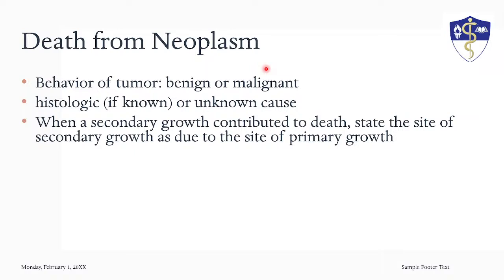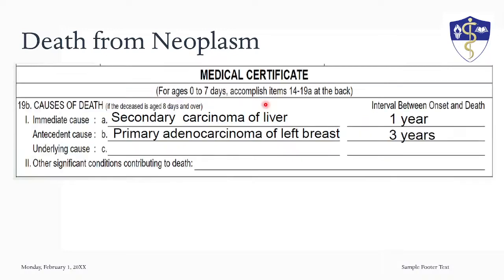Okay, if there is a histopath, it's important that we place it there. When a secondary growth contributed to death, state the site of secondary growth as due to the site of the primary growth. So we're going to look. Secondary carcinoma of the liver, 1 year. Okay, yan sinabi ko, pwede ka maglagay ng year. 1 year yung secondary carcinoma of the liver. And then primary adenocarcinoma of the left breast 3 years ago. Okay? Yan lang. Simple.